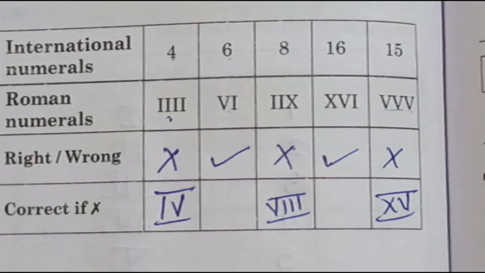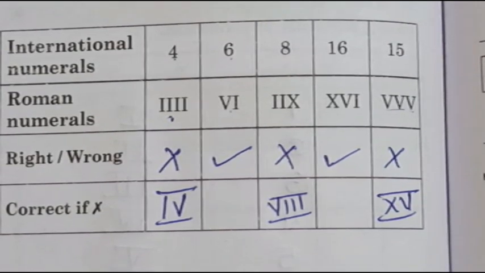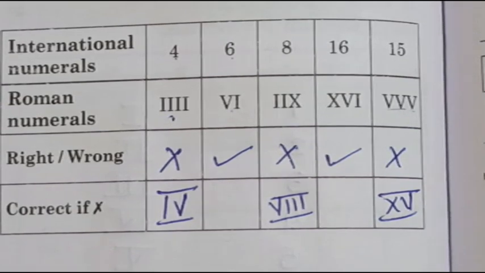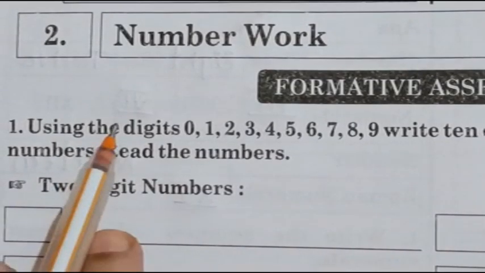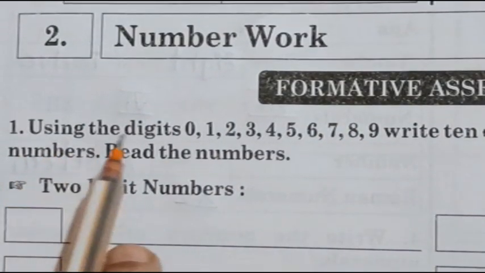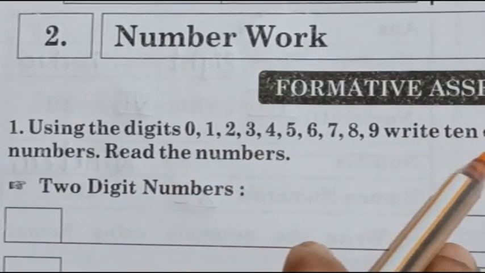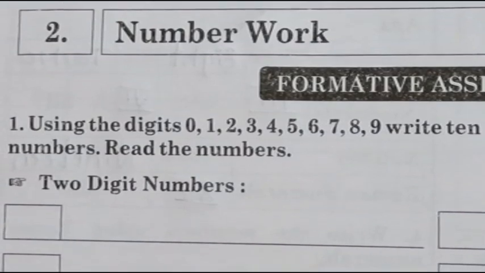Okay, now let's move ahead with the second chapter, that is number work. So number work I haven't completed the chapter, but whatever I have taught you so far, we will write that now and complete it. Okay? Now students, on the same page number 52, chapter number 2, number work, formative assessment. In that what they have told, using the digits 0, 1, 2, 3, 4, 5, 6, 7, 8, 9. Write 10 each of 2, 3, 4 and 5 digit numbers. Read the numbers. So you are supposed to make 2 digit numbers.